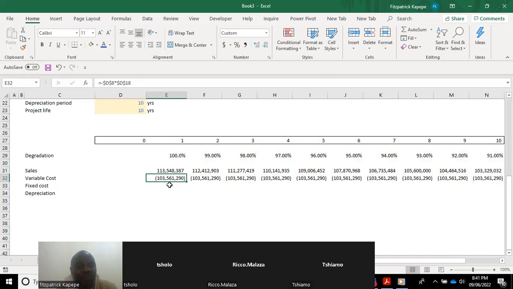If we wanted, we could leave them as positives, but some people may get confused and think it's a cash inflow. So whenever we put those negatives, what we are saying is that those numbers are cash outflows.